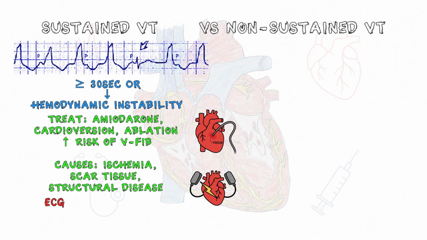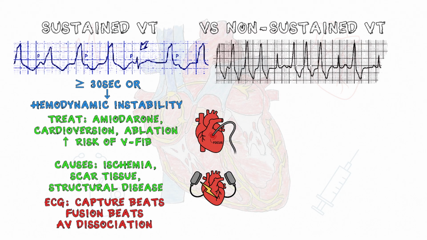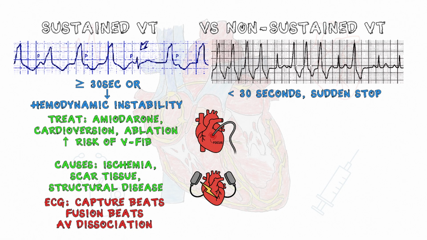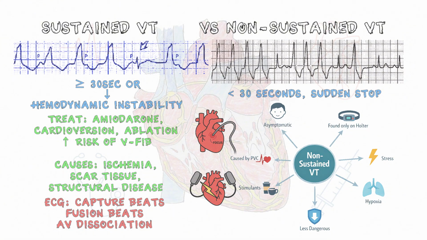ECG findings often include capture beats, abnormal sinus beats breakthrough, fusion beats, which is a hybrid sinus plus ventricular beat, and AV dissociation, which means the atria and ventricles beat independently. These confirm ventricular origin. Next, nonsustained ventricular tachycardia, lasting less than 30 seconds and stopping spontaneously. Key facts: often asymptomatic, sometimes found only on Holter, caused by PVC runs, stress, stimulants, hypoxia. Nonsustained is less dangerous, but still requires evaluation.